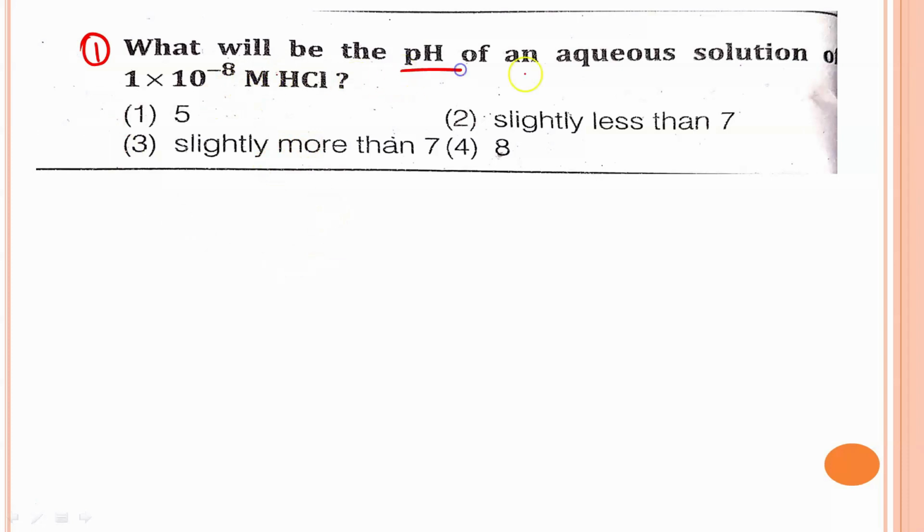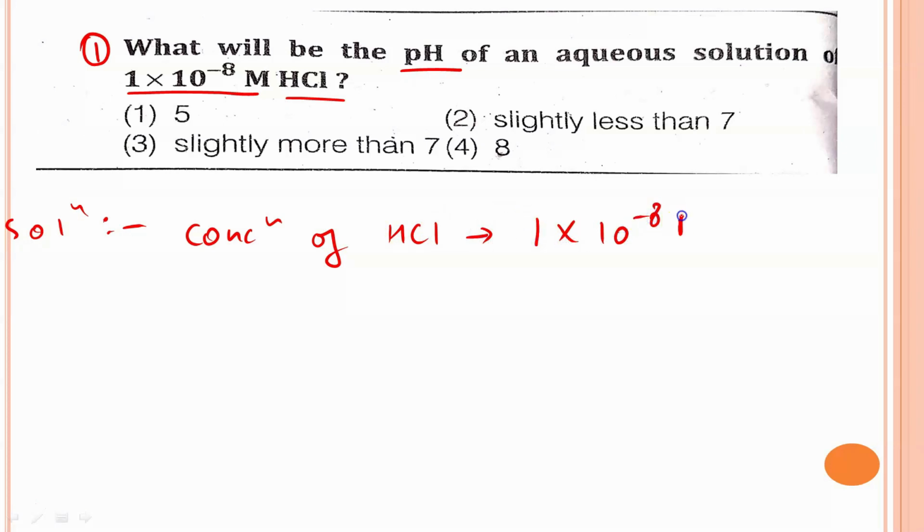What will be the pH of an aqueous solution having 1 into 10 raised to the power minus 8 M HCl? As you can see, the molarity of HCl is given, so we can say that the concentration of HCl is 1 into 10 to the power minus 8 M. Therefore, the concentration of H plus ion will also be equal to 1 into 10 raised to the power minus 8 M. Therefore, pH is defined as negative logarithm of H plus ion concentration.